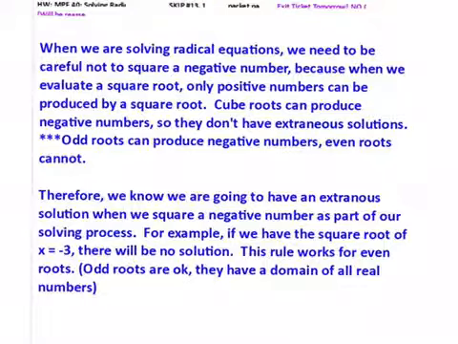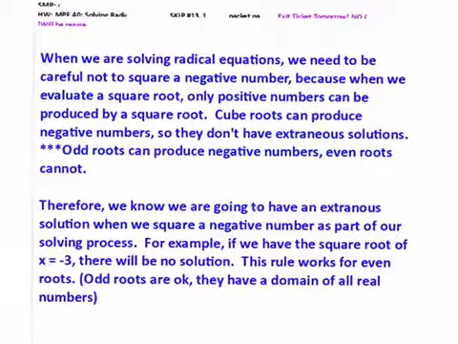Okay. This is what I've been saying as far as the even radical versus an odd radical. When we are solving radical equations, we need to be careful not to square a negative number, because when we evaluate a square root, only positive numbers can be produced by that square root. Cube roots can produce negative numbers, so they don't have extraneous solutions. Odd roots can produce negative numbers, even roots cannot.